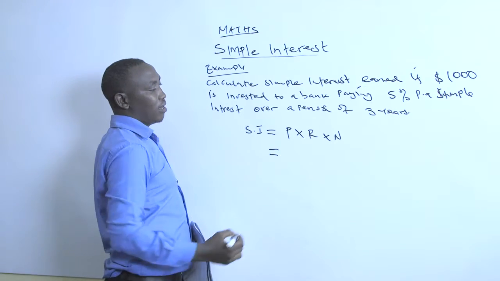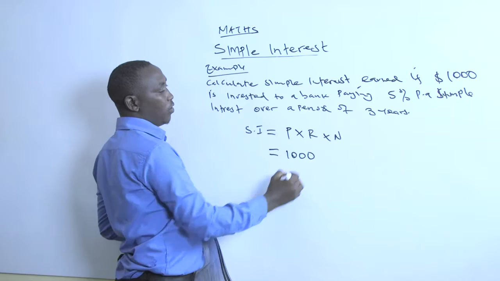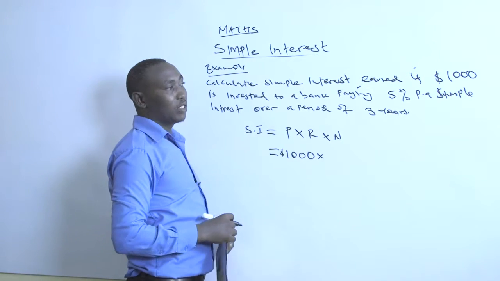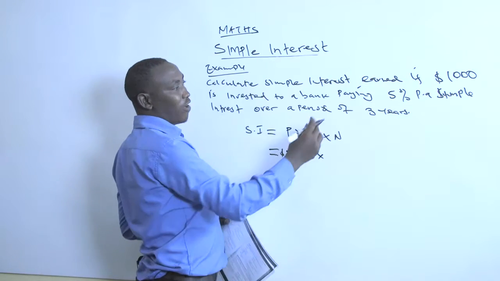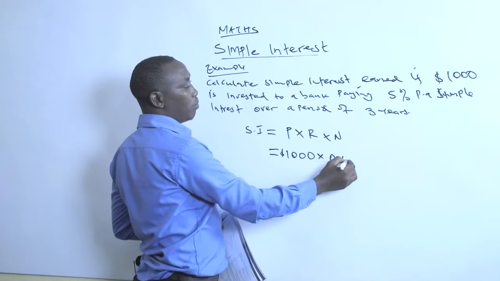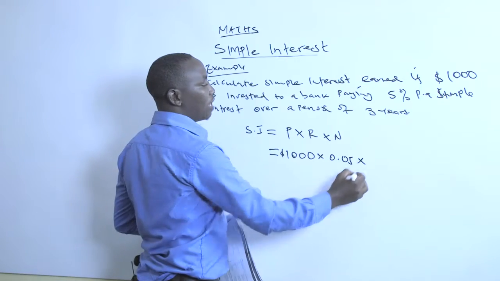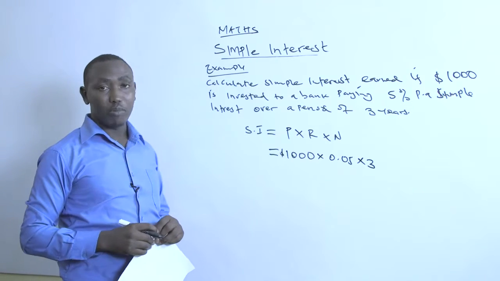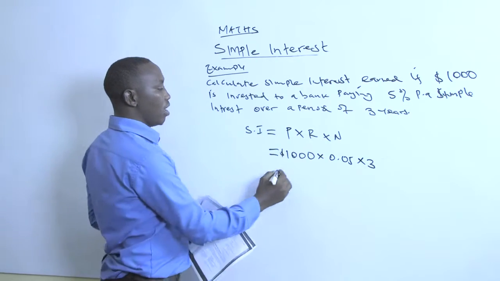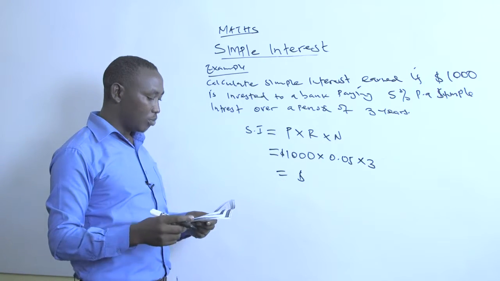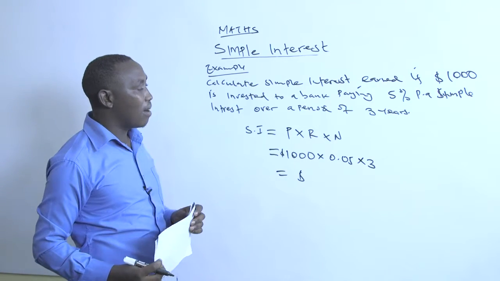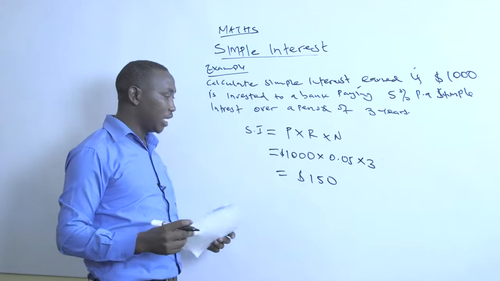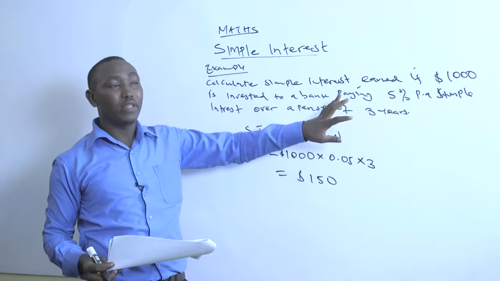This will give us, the principal is 1,000 US dollars. We multiply by the rate. Rate is normally given as a decimal, so 5% as a decimal will be 0.05 multiplied by n, which is time, and it is in terms of years. It will be 3 in number. So when you multiply that, you'll get that this person will have a simple interest of 150 US dollars at the end of 3 years.